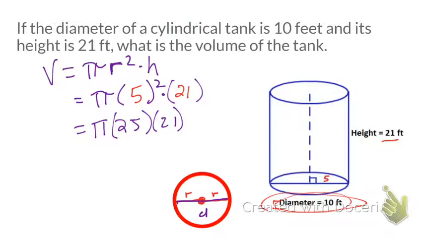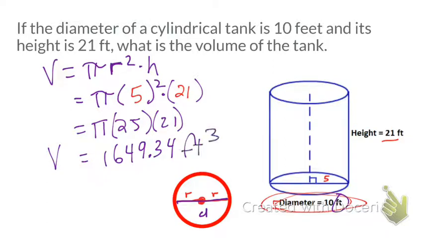And again, I just go to my calculator. I'm just going to do 25 times 21 times pi, and you get 1,649.34. And then what type of units is this? This is feet, so it's going to be feet cubed. You always want to round it to your nearest hundredths. Right, your nearest hundredths. Okay, let's try the next one.